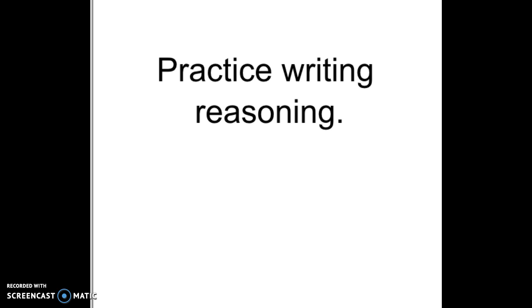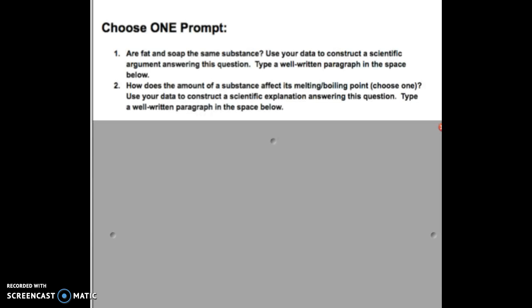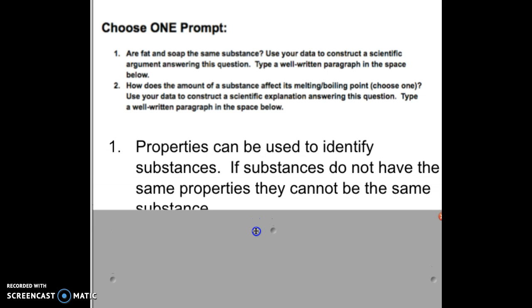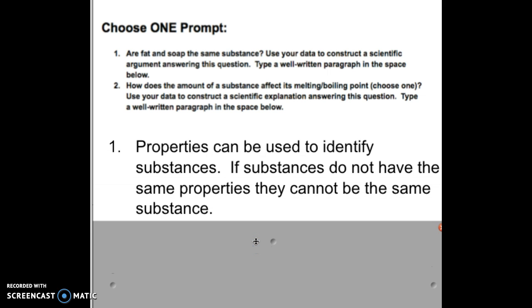Okay, so when you write reasoning, you need a scientific principle that explains the science behind the claim. So if you chose claim 1, are fat and soap the same substance? That question is asking you what scientifically makes two things the same or different. You should use this in your writing. Properties can be used to identify substances. If substances do not have the same properties, they cannot be the same substance.